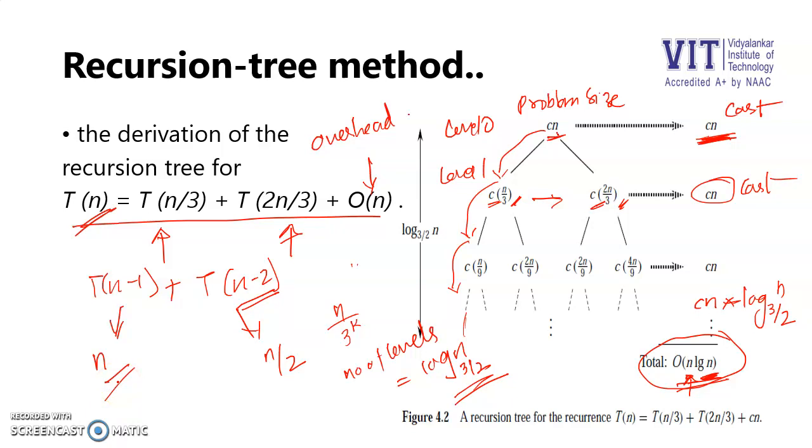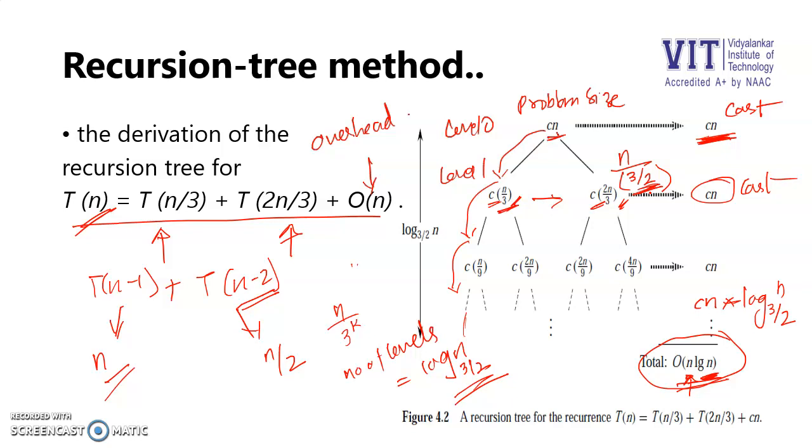So here every time it is getting divided by 1 by 3, and here, if you understand this, it will be 3 by 2. So every time it is getting divided by 3 by 2, and here every time it is getting divided by 1 by 3. Now 3 is greater than 3 by 2, so the length of this side should be less than this side. So this side will be the major contributor. Since every time it is getting divided by 3 by 2, the number of levels will be log n to the base 3 by 2.